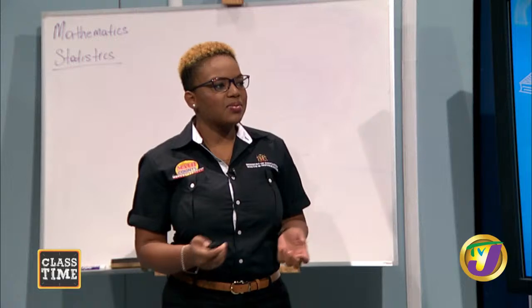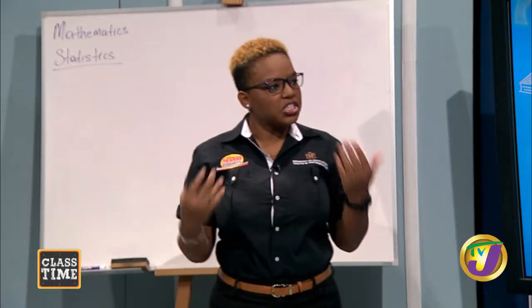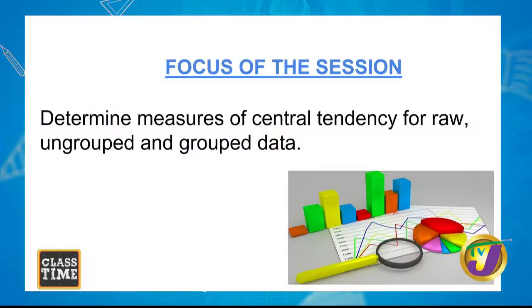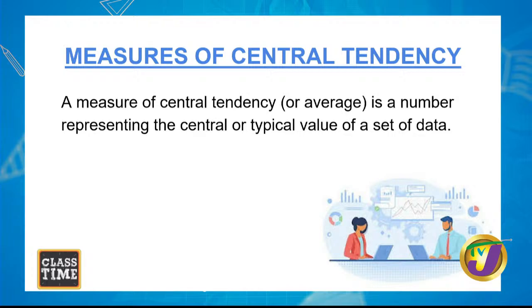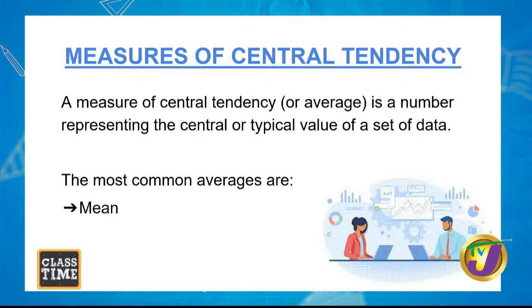All right, so as we said, today we're going to be determining measures of central tendency for raw data, grouped and ungrouped. When we talk about measures of central tendency, we're looking at a number that represents the central or the typical value of a data set. And we call those statistical averages. Now, the most common statistical averages that we talk about are mean, mode, and median. And we all know these.